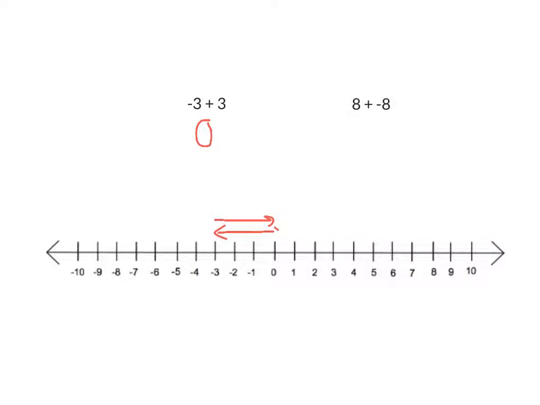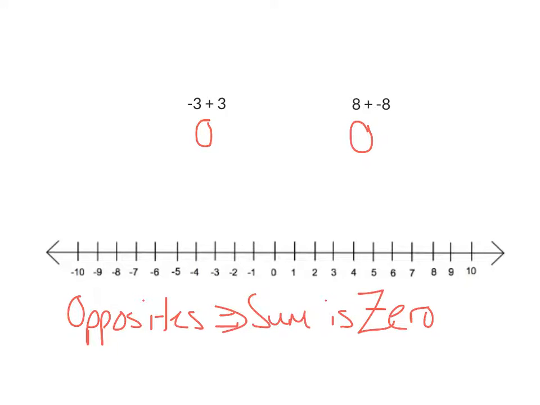For the next problem, 8 plus negative 8, I start at 0. I go right to positive 8, and then I add a negative 8, which means I go left, and I end up again at 0. So 8 plus negative 8 is 0. So this leads us to our third and final rule for adding integers, which is opposites. The sum is going to always be 0.